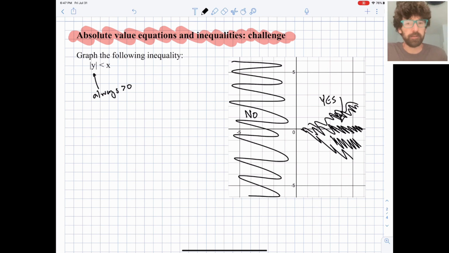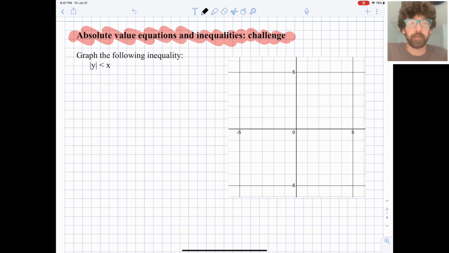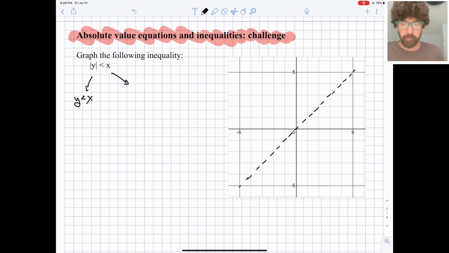So let's actually try to solve it and see what our guesses look like. I'll erase some of this so we have a clean graph to work with. When I solve an inequality like this, I like to split it into our two pathways. The first pathway is the simpler one. The absolute value bars didn't do anything to y, because y was positive to begin with. And so this is the graph of y is less than x, and that is going to look like this line in here, with y being less than x.